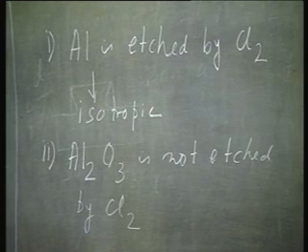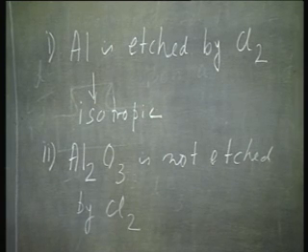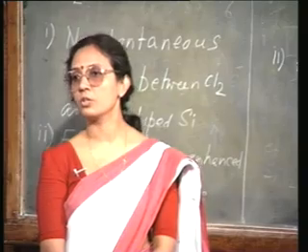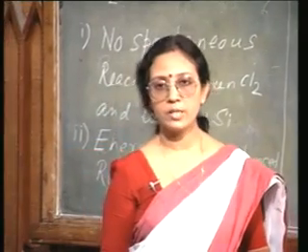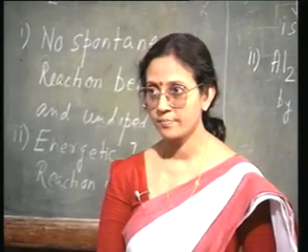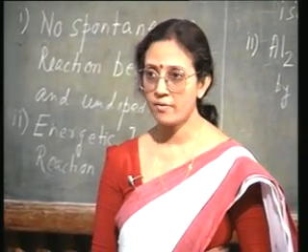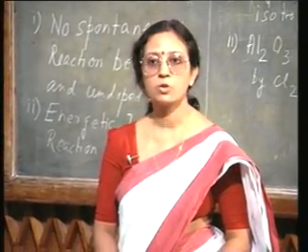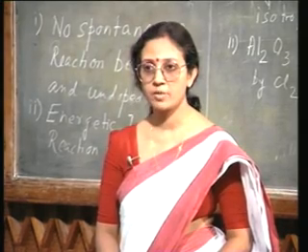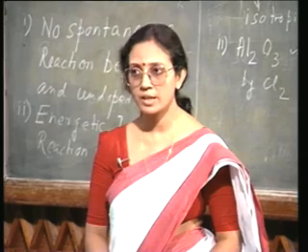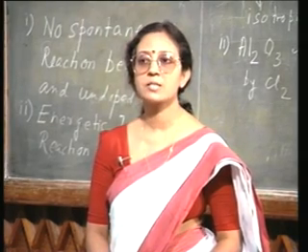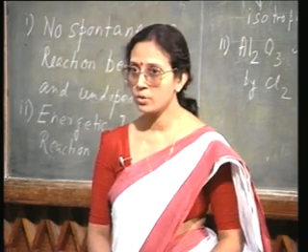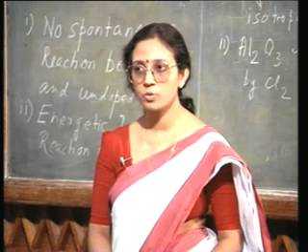Aluminium is etched by chlorine, it's a spontaneous reaction, therefore the etch profile is isotropic. Aluminium oxide, however, is not at all etched by chlorine. So, when you are etching aluminium in practice, you must have a feed gas which will be able to etch not only aluminium but also aluminium oxide. At the same time, if you want to have an anisotropic etch profile, then your feed gas must contain an inhibitor forming substance, because otherwise the etch profile is going to be isotropic.